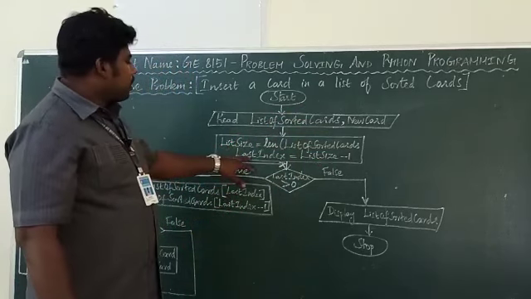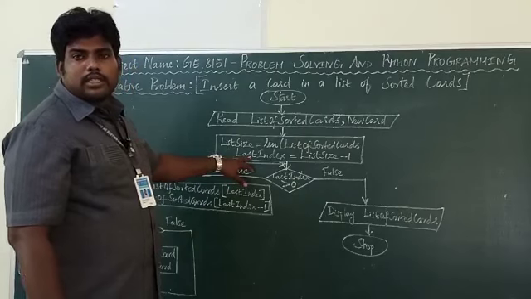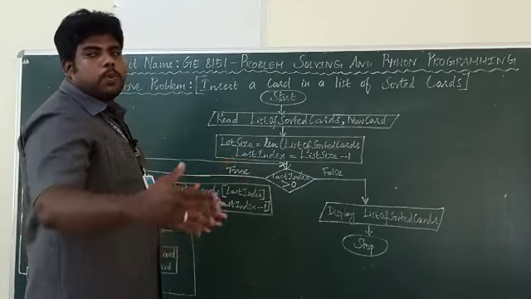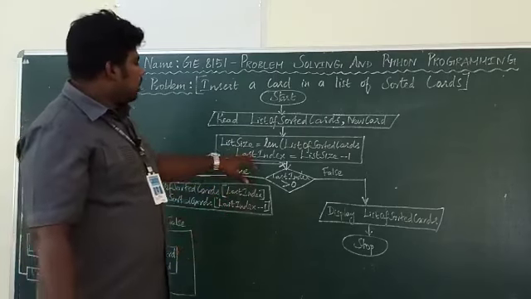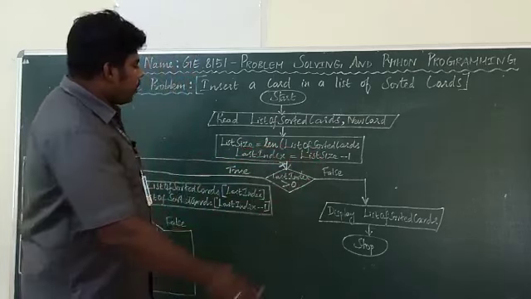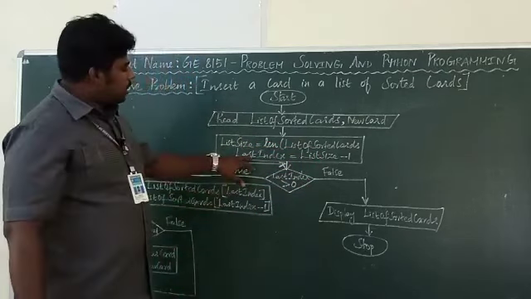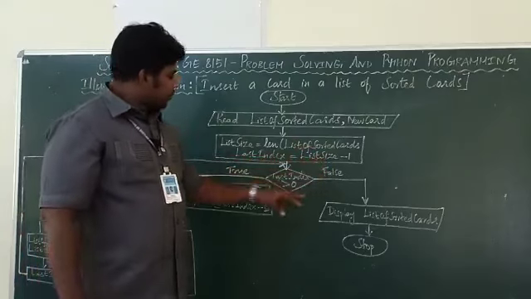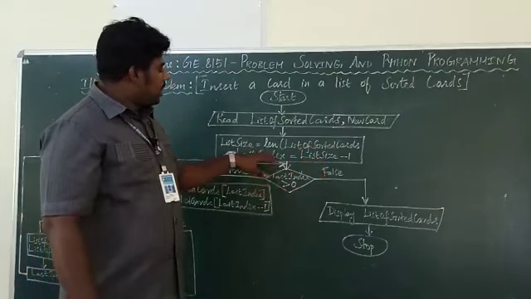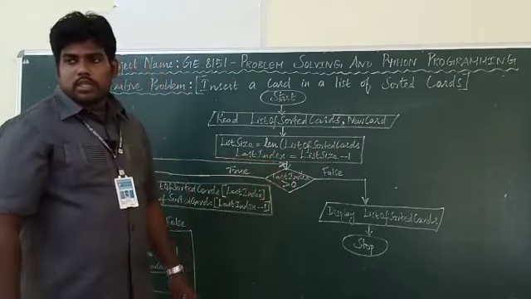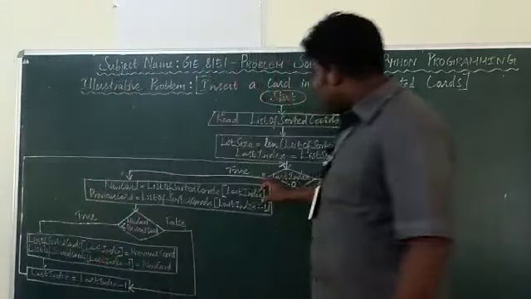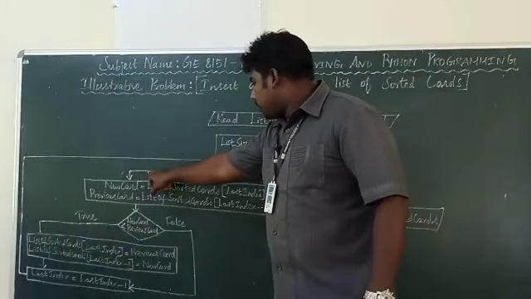Okay, then last index. What is last index? Last index means we are finding the last position of the list. Last index equal to list size minus 1. Here we are going to check a loop. Here last index gets a value, and that particular value is greater than 0. We are checking a while loop whether the last index is greater than 0. Yes, it is greater than 0. So if the condition is true, it will come here.